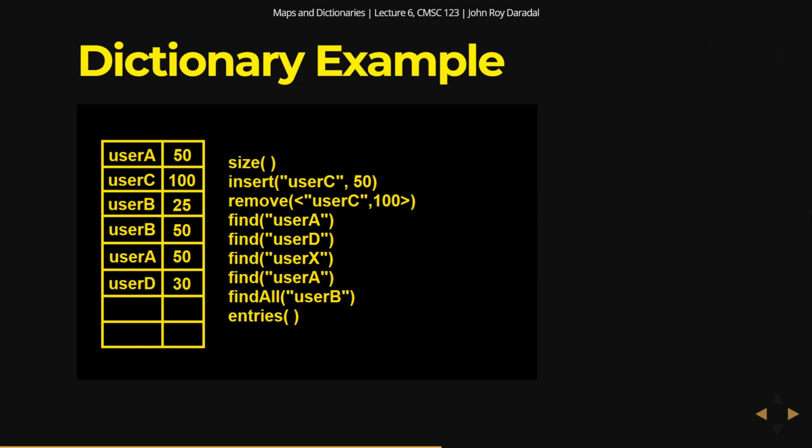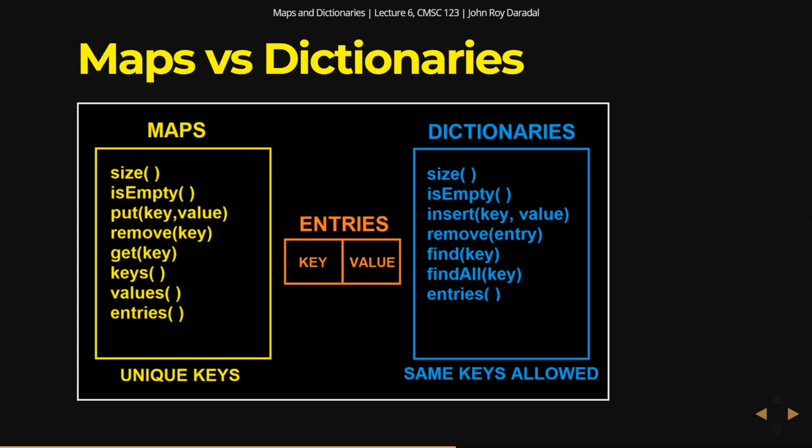Okay, so that is the dictionary. So to compare the maps and dictionaries with their similarities and their differences, both of them use entries, right? So key value pairs. The keys are what you need to use to look for the entry itself. So keys are used for lookup, and then the value is the actual value that you want to store, right? Both of them use entries, but the difference is that maps need to have unique keys, whereas dictionaries can allow the same keys. And for their methods, they both have size and is empty.